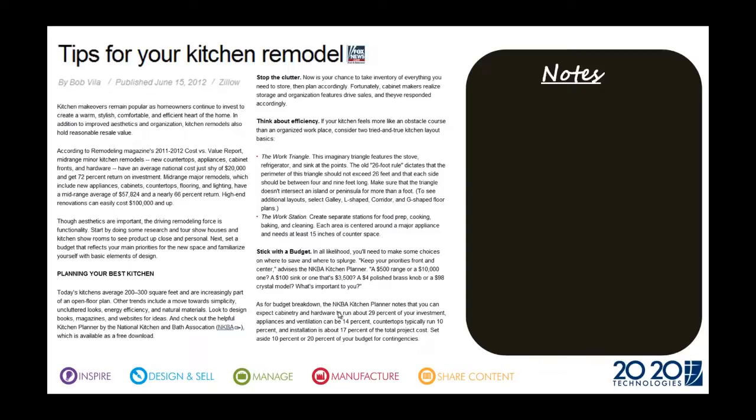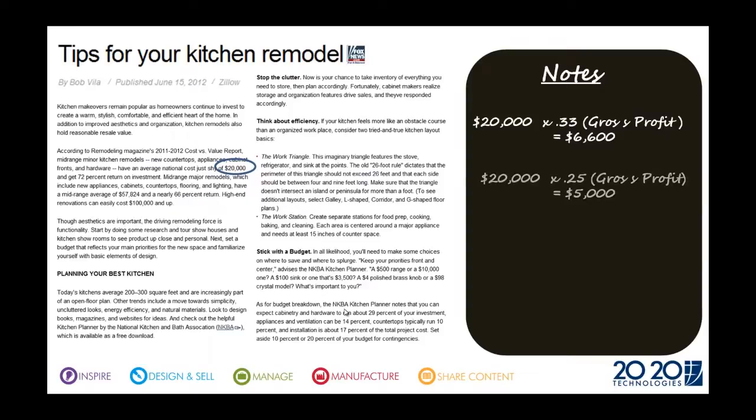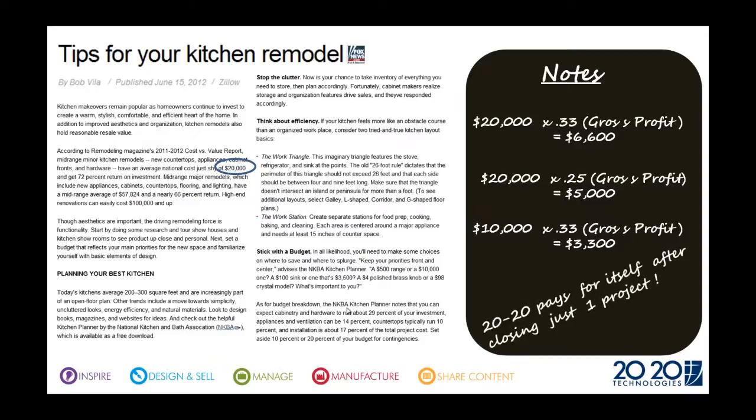And if you look to the right under my notes, I ran a few quick numbers on this. If you have a job at $20,000 and you're working at a 0.33 gross profit, it's actually a $6,600 profit. At 0.25, which is pretty low, that's $5,000. If we took half of that job, you're still looking at $3,300 in gross profit. Well, what's interesting about that is if you think about what the cost of 2020 is and the value it is to your business, all it takes is the ability to close one extra job this year, and your 2020 is paid for in full.